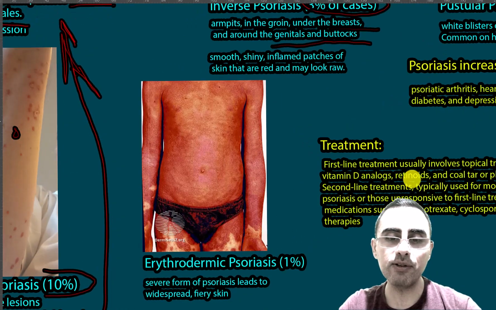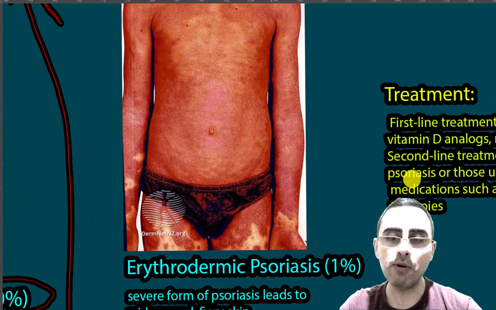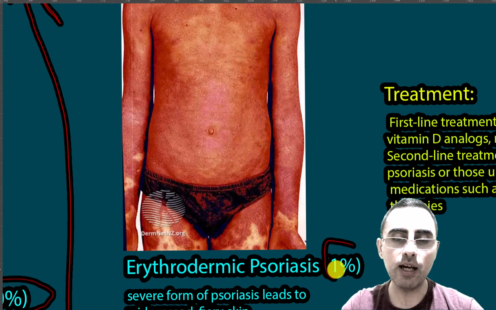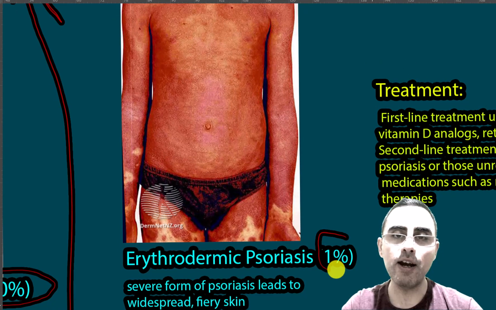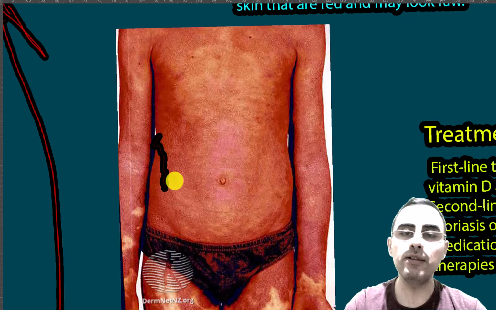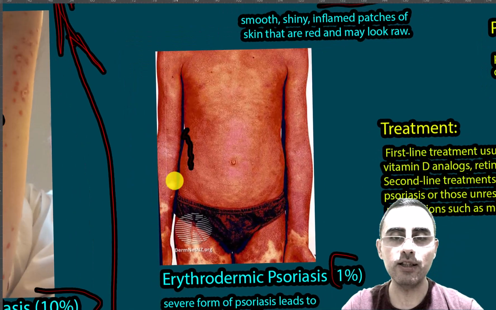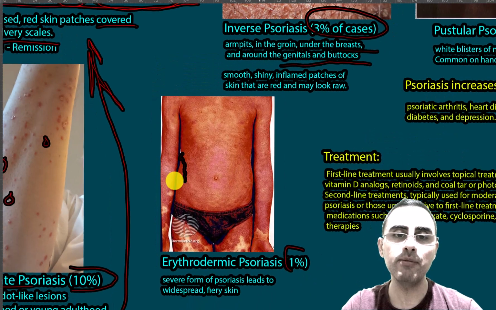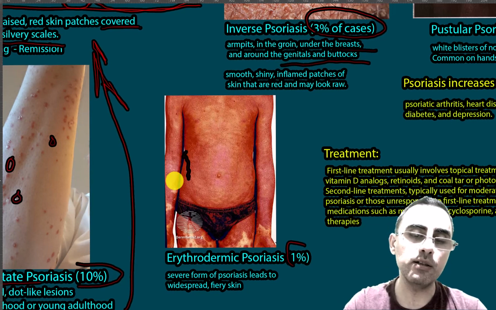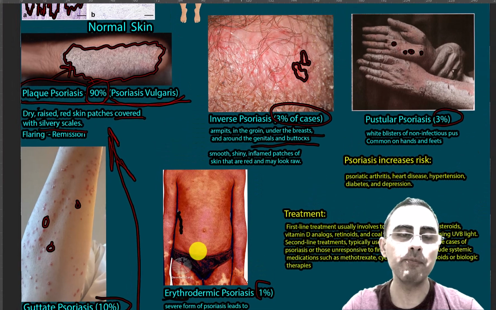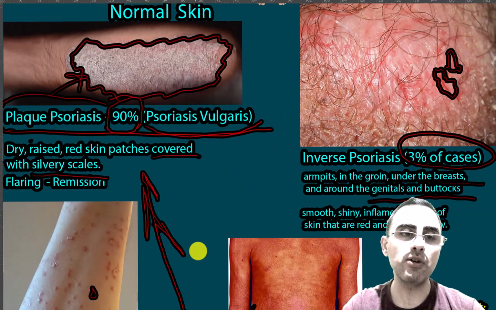And erythrodermic psoriasis is the rarest form of psoriasis, but the most severe form of psoriasis. It causes widespread lesions of skin, fiery skin. So the skin lesion is very widespread, and it's difficult for people who have this disease. It can cause serious depression, also poor thermoregulation problems. Erythrodermic psoriasis is difficult to manage. That's important.